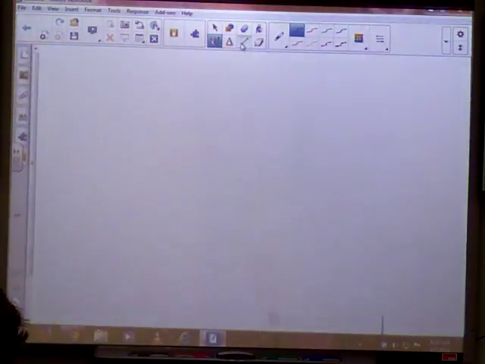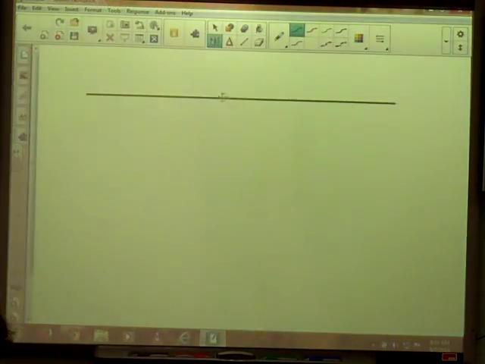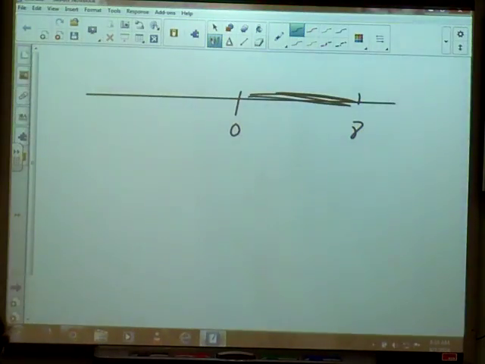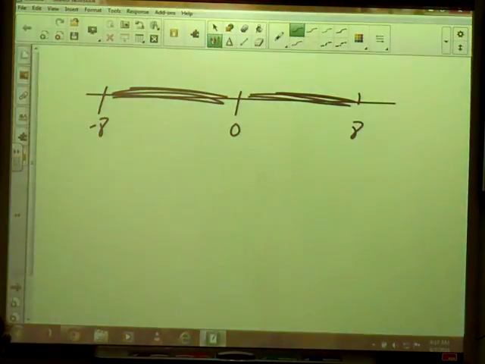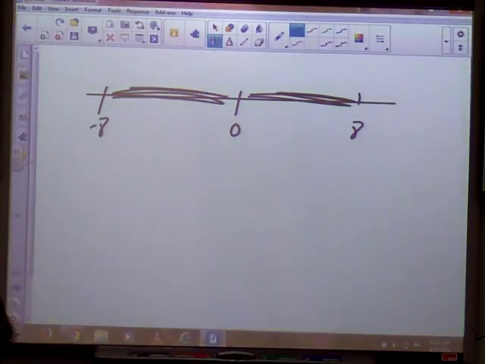If I had a number line here, I could say, well, 8, I could be 8 away that way, or I could be 8 away that way, right? I could go right or left. So when we're dealing with solving inequalities and equations and absolute value, we've got to account for moving right and left, which means we're going to have two problems to solve.